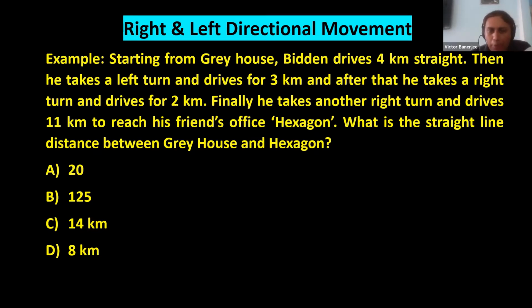You have to see this question. The straight line distance between the origin, Grey House, and the destination, that is x hour. So before you jump on the question, there's a prerequisite to solve this kind of question. And the prerequisite is nothing but one simple theorem that is called Pythagoras theorem.